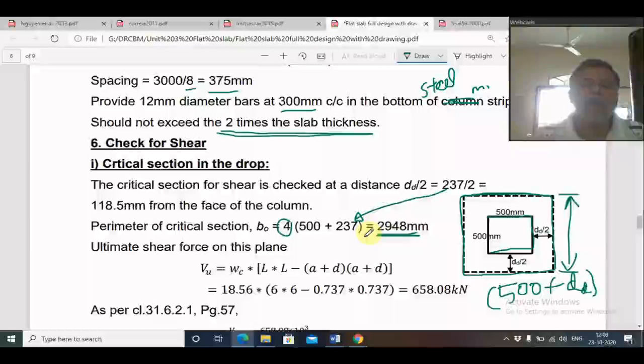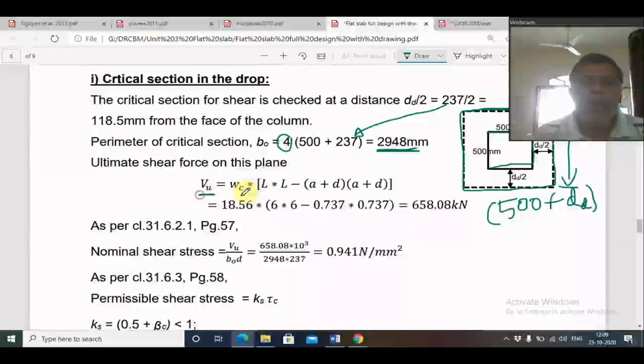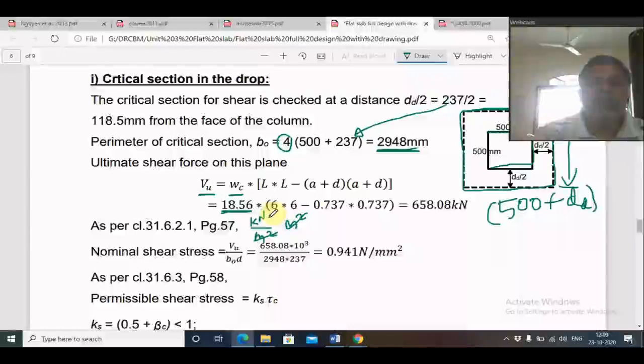So the perimeter has arrived. Next I have to calculate the ultimate shear force on these critical sections, which will cause the punching shear. For that, Vu equals, since it is an ultimate shear, I am using the ultimate load calculated in the second step as 18.56 kN per m square. Okay, I have to change this value from kilonewton per meter square to kilonewton, which means I have to multiply that with area. Then I will consider the area.